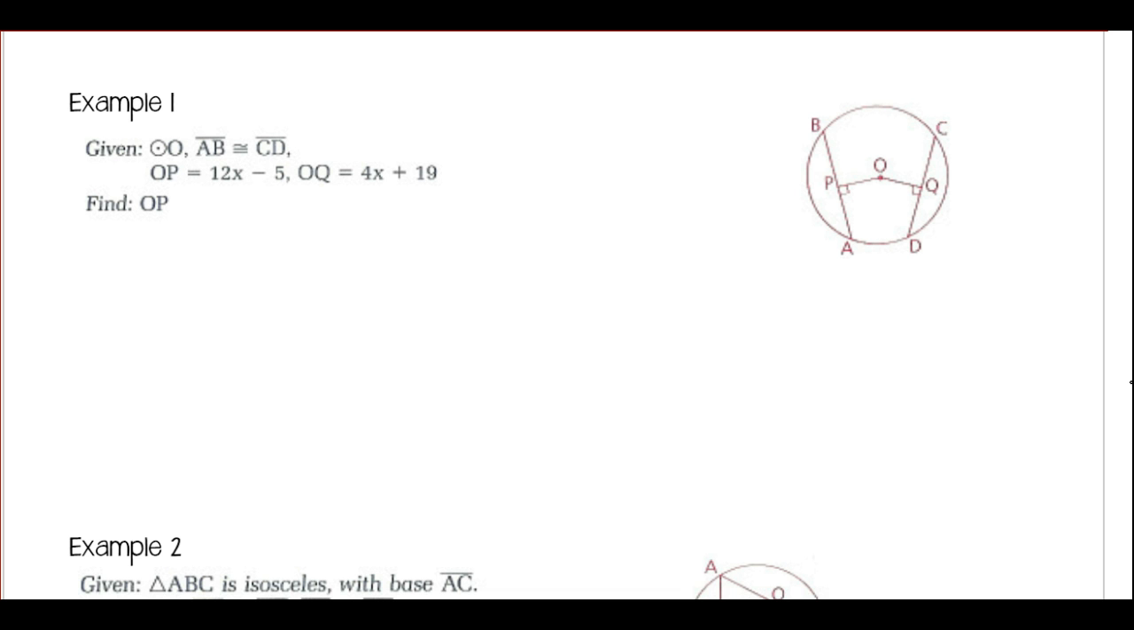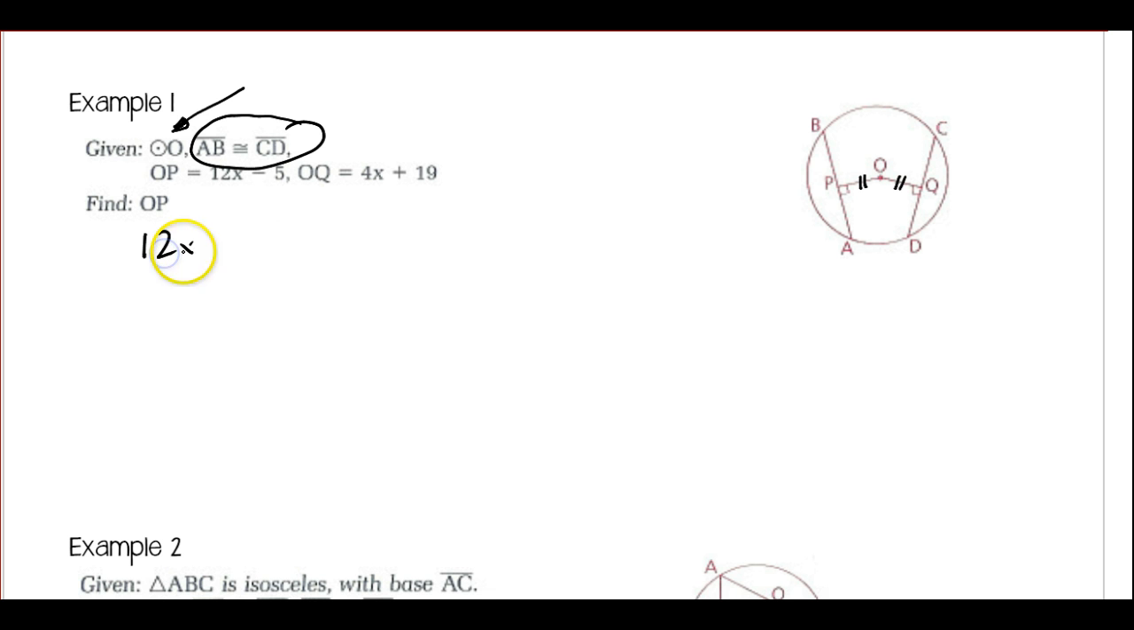So we're given circle O. So just to clarify again, when you see circle O, you know that O is the center. Basically, that's what that information tells you. And we're given that AB is congruent to CD, so we're given that the chords are congruent. And we're given an expression for OP, and we're given an expression for OQ, and we want to find the length of OP. Since these two chords are congruent, we know that they're equidistant from the center, which means that OP has to be congruent to OQ, which means that these expressions have to be equal to each other.